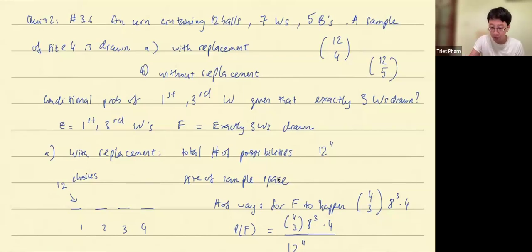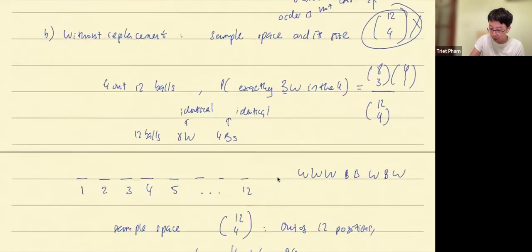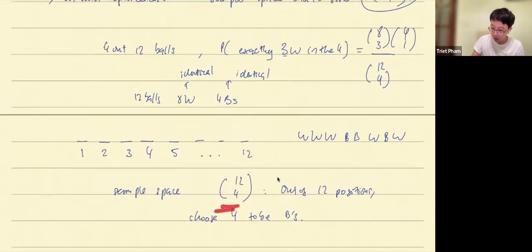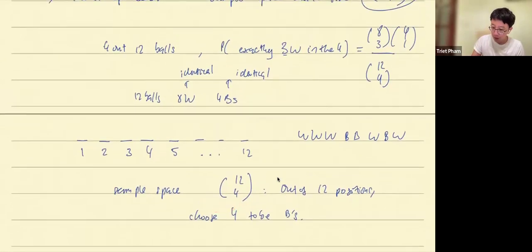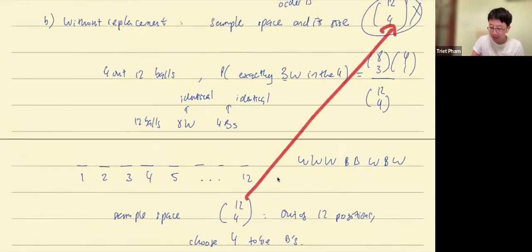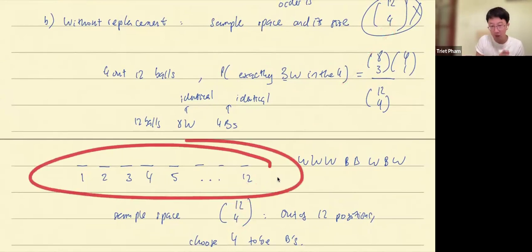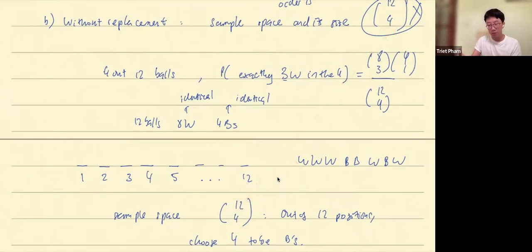Does that make sense? So the 12 choose 4 here and this 12 choose 4 are only the same by accident, because the sample size, picking 4 balls, and the number of blacks are the same in this problem. But my sample space has a different meaning from this 12 choose 4. Do you understand?